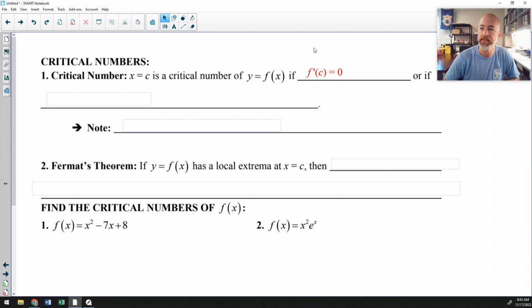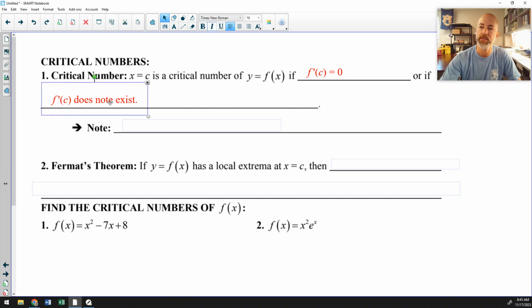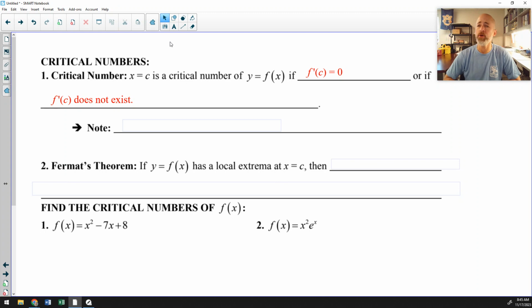So x equals c is a critical number of your function f of x if f prime of c equals 0, and that's what most people will think of first. However, places where the derivative fails to exist can be critical numbers as well. So critical numbers: your derivative equals 0 or the derivative fails to exist.